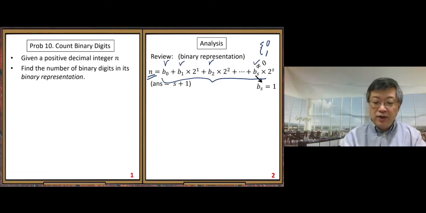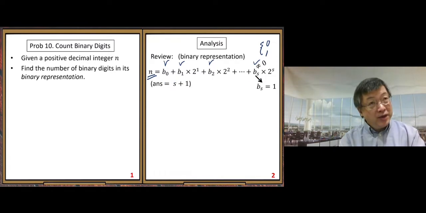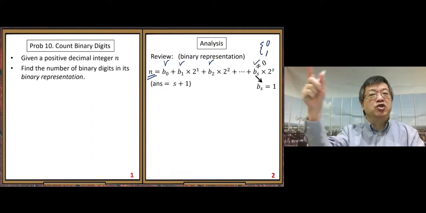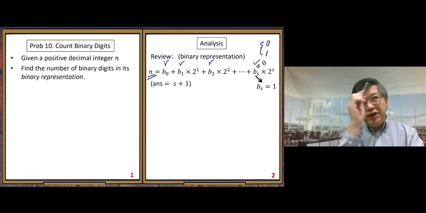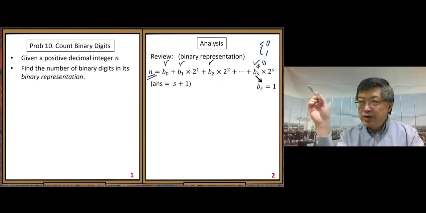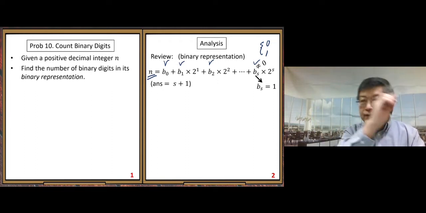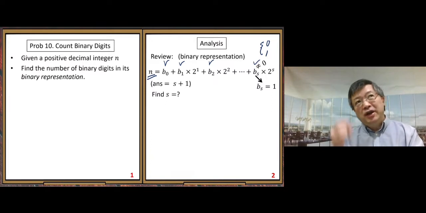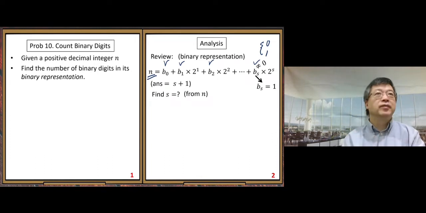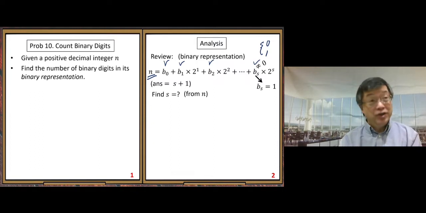So then the answer: how many bits in this representation do we use? S plus 1. From b0 through bs, there are s plus 1 different numbers. So that's the answer. The question is, given n, we need to find that s. It looks pretty simple, right?